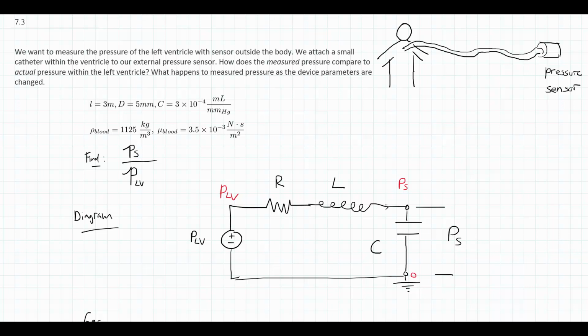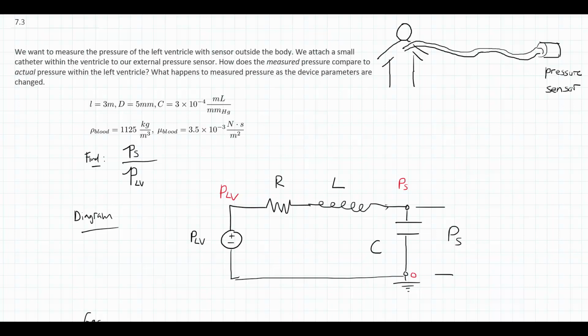The capacitor is going to have a capacitance of 3 times 10 to the negative 4th milliliters per millimeter of mercury. And we'll need to convert that into base units. We'll do that in the next step. And the fluid we're working with here is blood. So nominally, human blood is going to have a density of about 1,125 kilograms per cubic meter. And it will have this dynamic viscosity of 3.5 times 10 to the negative 3rd Newton seconds per meter squared.